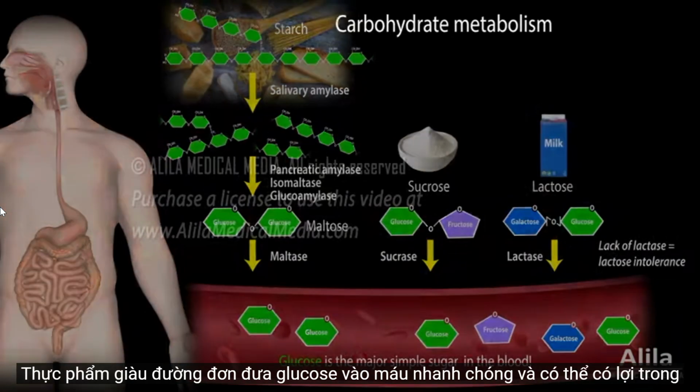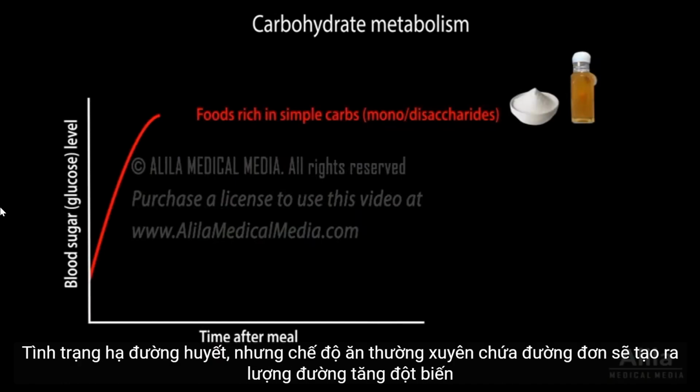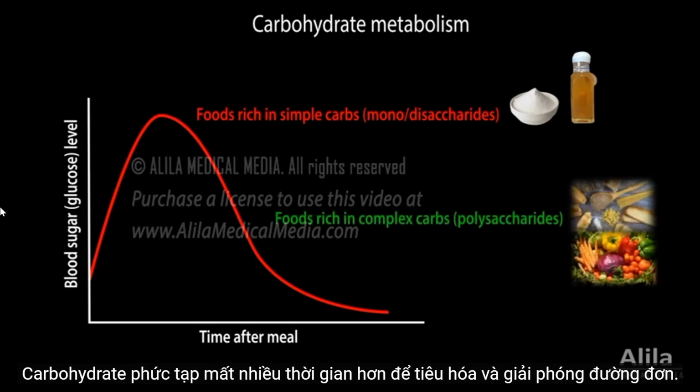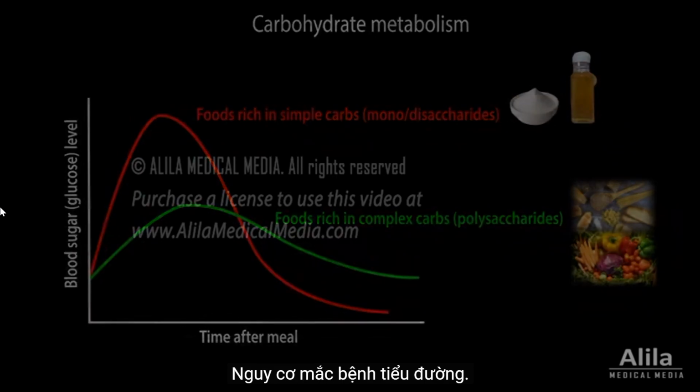Foods rich in simple sugars deliver glucose to the blood quickly and can be helpful in case of hypoglycemia. But regular diets of simple sugars produce high spikes of glucose and may promote insulin insensitivity and diabetes. Complex carbohydrates take longer to digest and release simple sugars. Eating complex carbohydrates helps dampen the spikes of blood glucose and reduce diabetes risk.